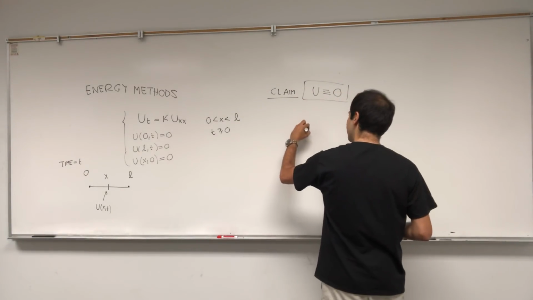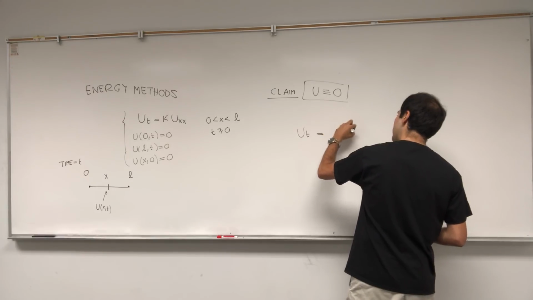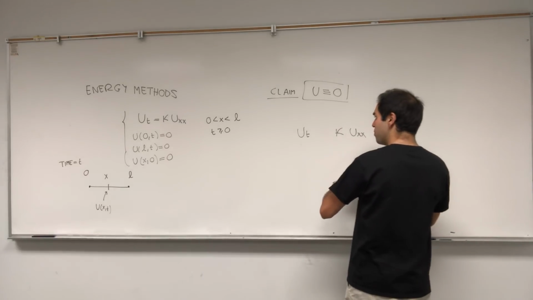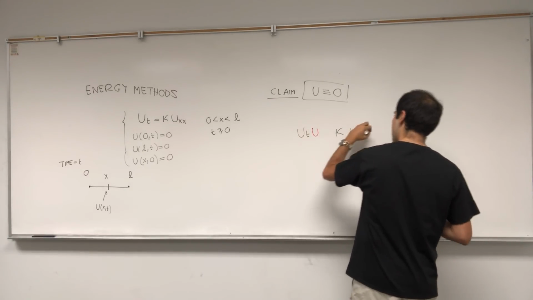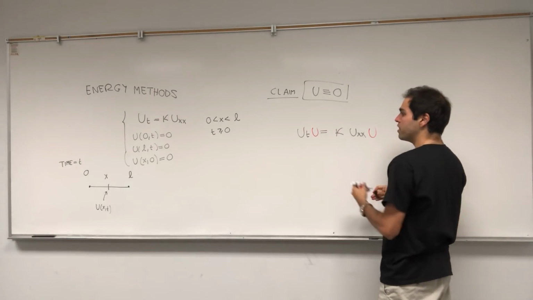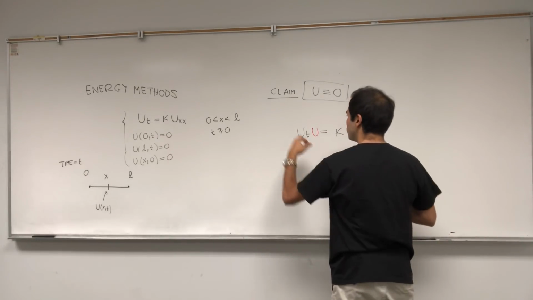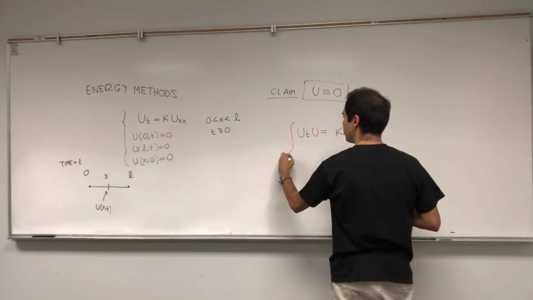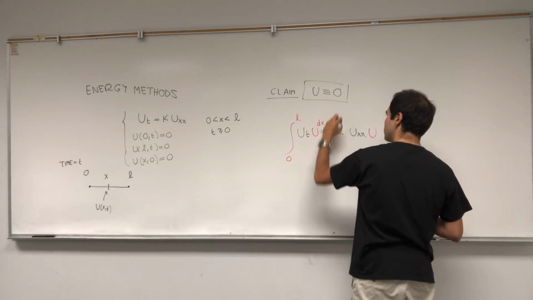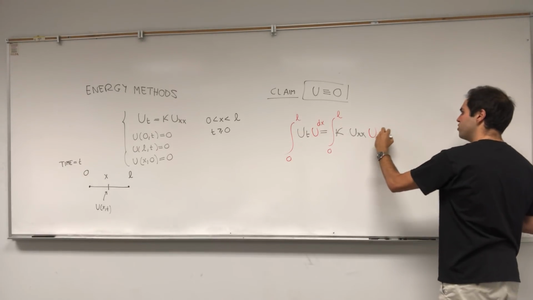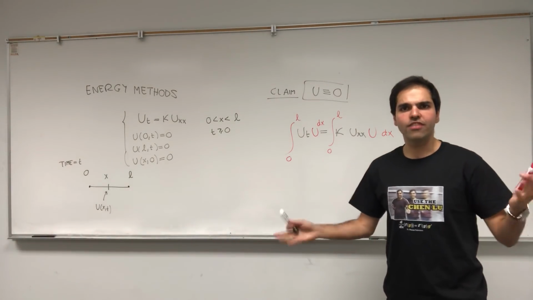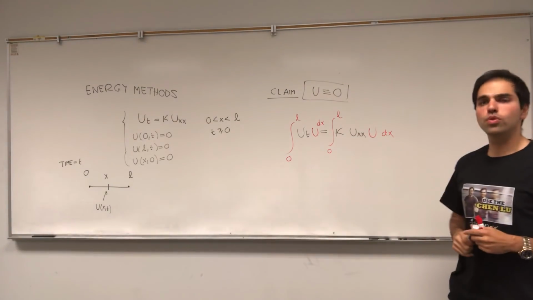So take this equation, u_t = k u_xx, and what you do to this equation, you multiply both sides by u. And not only that, you integrate with respect to x. So we have the integral from 0 to L of u_t u dx equals the integral from 0 to L of k u_xx u dx. And by the way, it looks silly, but even in advanced PDEs, all you do are energy methods.